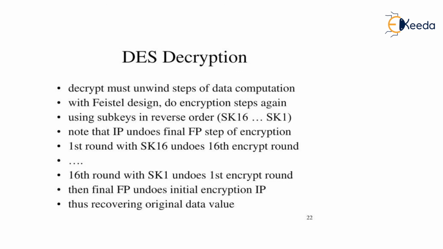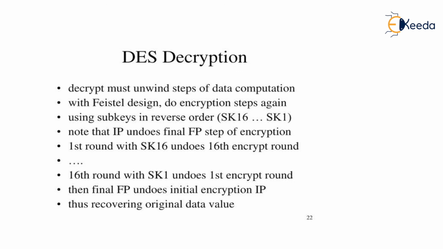Decryption must unwind the steps of the data computation. With the Feistel design, we just have to perform the encryption steps again in the reverse order. So all the 16 rounds performed for the encryption process of the DES algorithm will have to be performed in the reverse order for the decryption process. One point to be noted is that the initial permutation undoes the final step of the encryption. The first round with the 16th subkey undoes the 16th encryption round, and the 16th round with SK1 undoes the first encryption round.